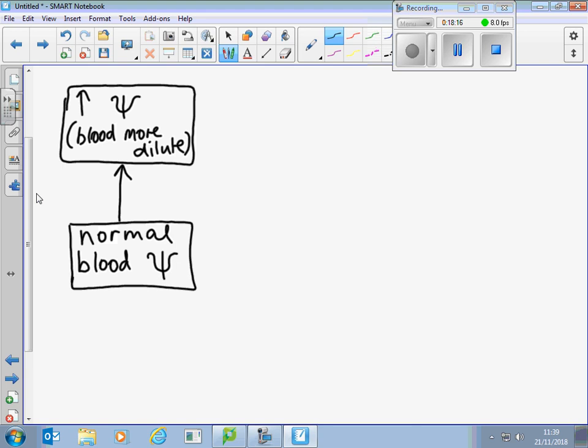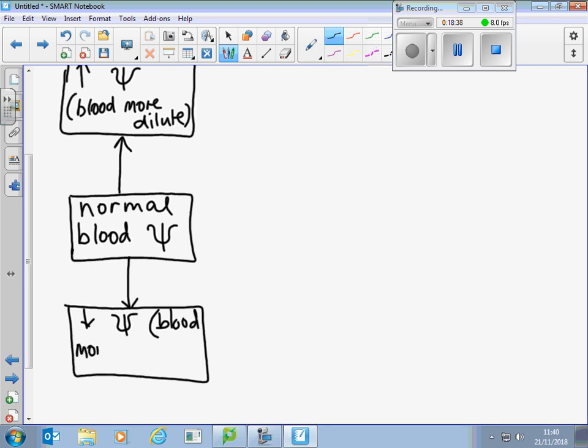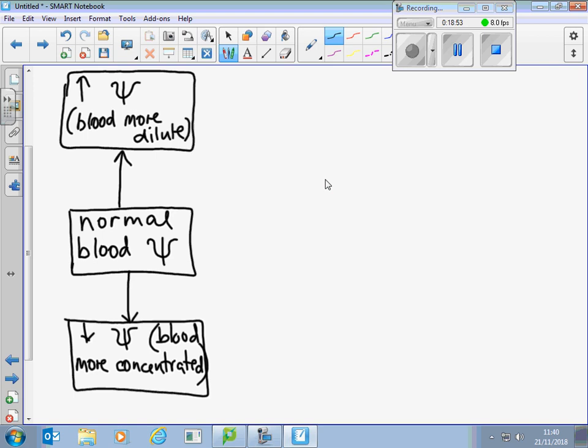So I'm going to need to just scroll that down a little way, because the one that we actually want the ADH for is down here. If we've got a lower water potential, if it goes down, that means that the blood is more concentrated. Blood more concentrated. Yes, it is. More negative is lower, and more negative is more concentrated. You have to stop and think about it, don't you?